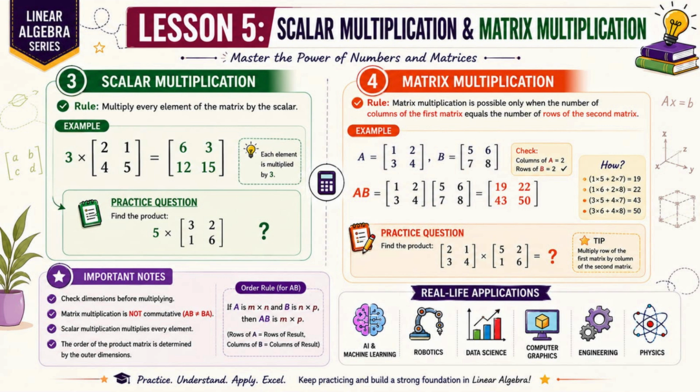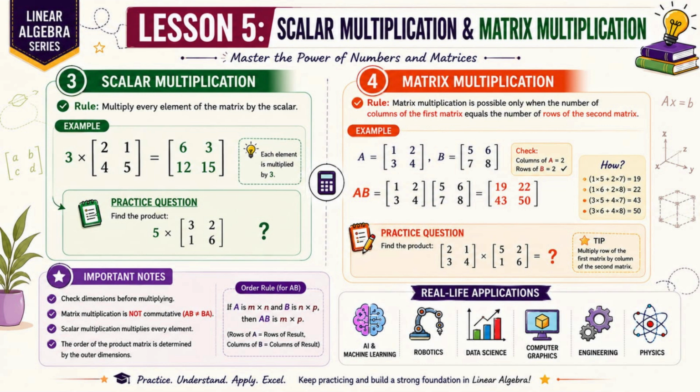Part 4. Matrix multiplication. Matrix multiplication is different from every other operation. Before multiplying, always check whether multiplication is possible. The number of columns of the first matrix must be equal to the number of rows of the second matrix. If this condition is not satisfied, matrix multiplication cannot be performed. Example: A equals 1, 2, 3, 4. B equals 5, 6, 7, 8.